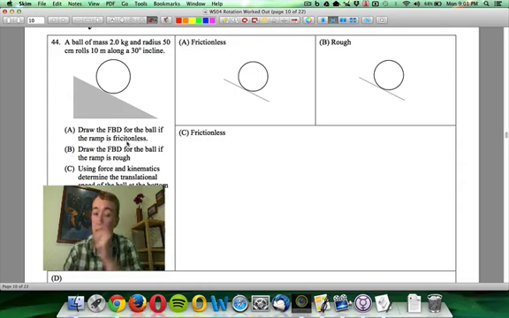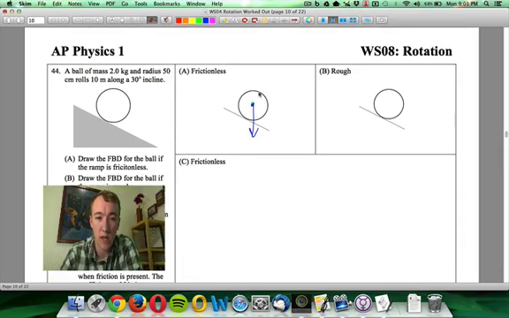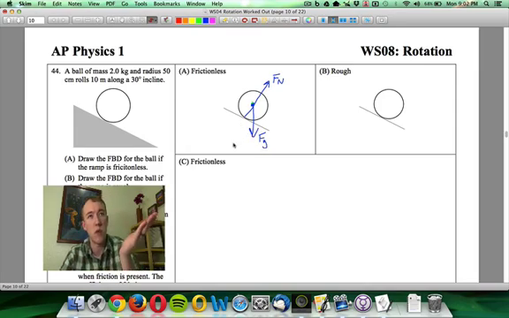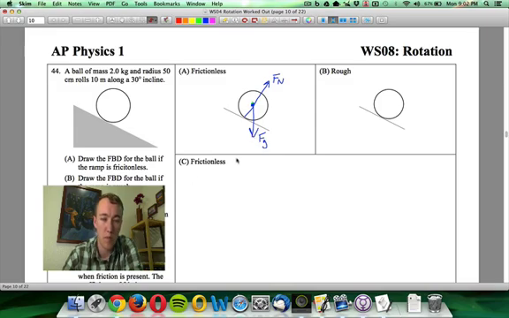Part A says, draw a free body diagram for the ball if the ramp is frictionless. This one's pretty simple. We're used to this. We have the center of the ball here. The force of gravity is acting down. And then the normal force comes out like this and pushes up on the ball. And then typically what we do is we break these into components and we deal with parallel components and perpendicular components, and we work out the problem.